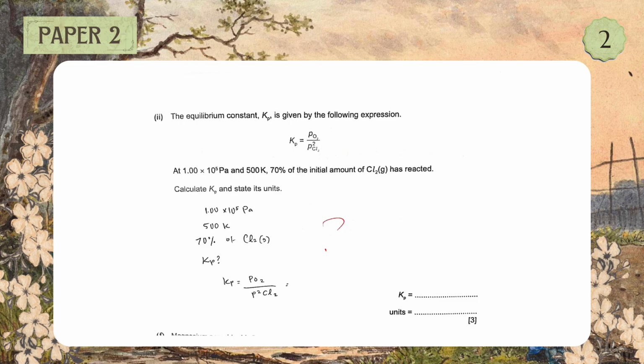Next, the question says that 70% of the chlorine reacted. If I assume I started with 100 moles of chlorine, then 70 moles react, leaving 30 moles. According to the equation, every 2 moles of chlorine produce 1 mole of oxygen, so 70 moles of chlorine produces 35 moles of oxygen. At equilibrium, there are 30 moles of chlorine and 35 moles of oxygen, giving a total of 65 moles of gas. I then use mole fraction times total pressure to find the partial pressures. Finally, I substitute these values into the Kp expression and obtain 2.5 times 10 to the power of minus 5 Pa to the power of minus 1.